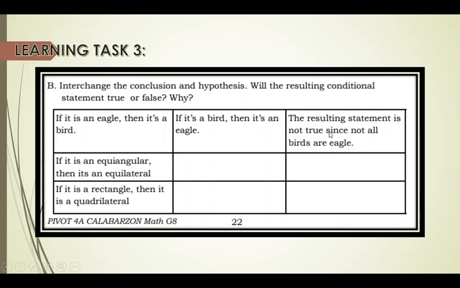So, the resulting statement is not true since not all birds are eagles. No? Hindi siya totoo kasi kung ito'y bird, ito'y eagle na. Diba? So, that is a false statement. Pwede namang hindi eagle yung bird. Alright? So, in this one, if it is an equiangular, then it is an equilateral, you interchange. And then, if it is a rectangle, then it is a quadrilateral, you interchange the position. Then, identify if that is true or false.